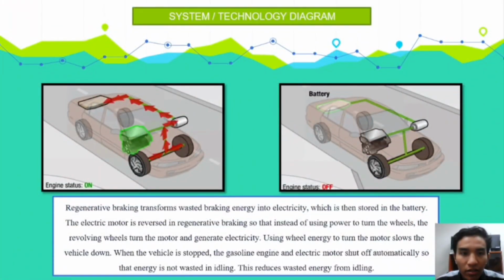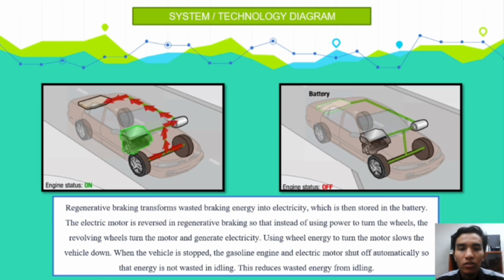Next, regenerative braking transforms wasted braking energy into electricity, which is then stored in the battery. The electric motor is reversed in regenerative braking so that instead of using power to turn the wheel, the revolving wheels turn the motor and generate electricity. Using wheel energy to turn the motor slows the vehicle down.